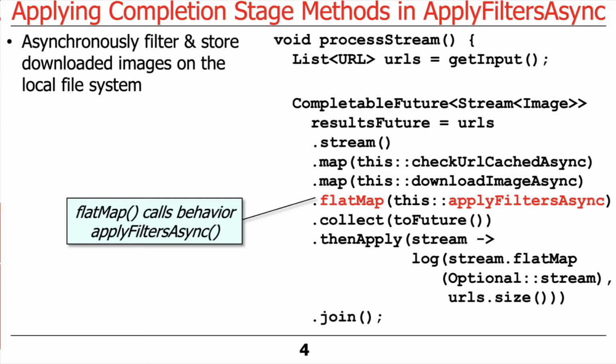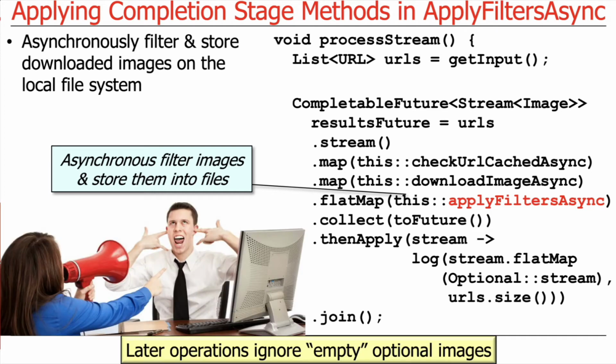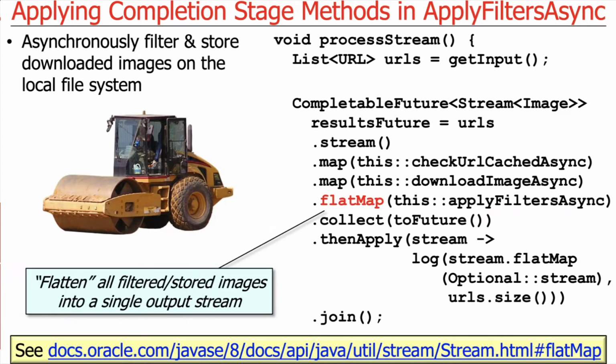We're going to use flatMap here for reasons we talked about before, because we're going to have n filters that get applied to each image. So if we have 100 images, we'll get 300 filtered images if we have 3 filters to apply, and so on and so forth. So we use flatMap to keep this from being a stream of streams problem. applyFiltersAsync, of course, asynchronously filters images and stores them into local files. And once again, later operations just ignore empty optional images, and we'll see how those get dealt with down here in this use of flatMap, which will come later.